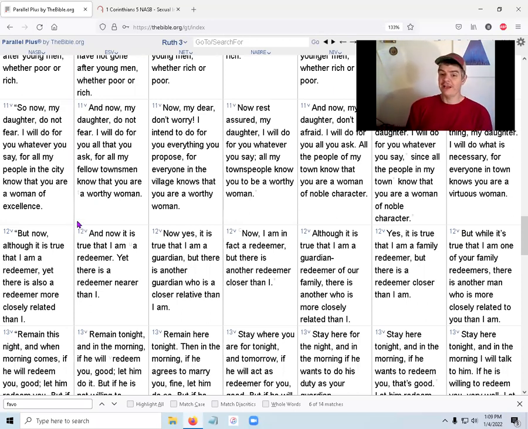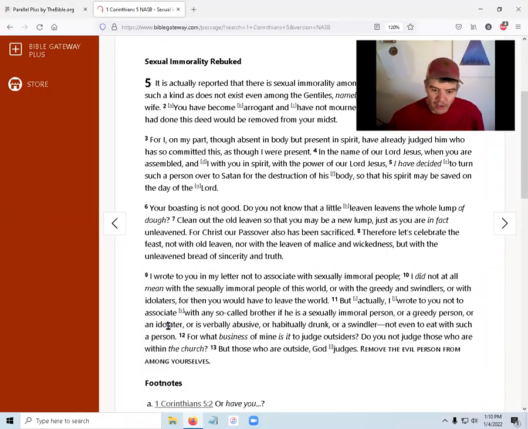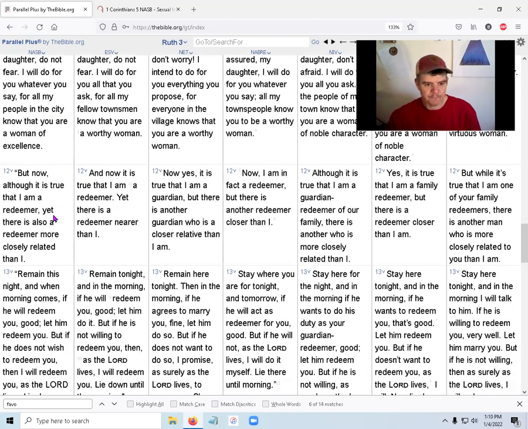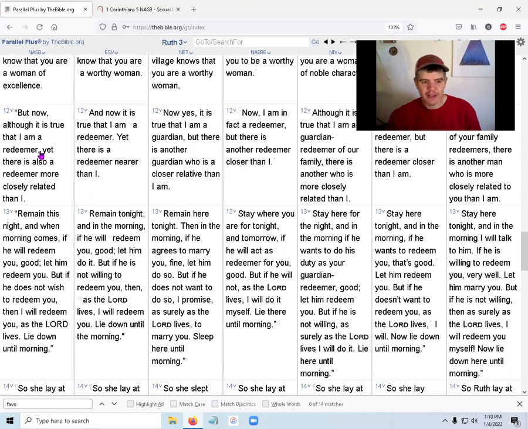So maybe Boaz is saying, hey, not only are you an Israelite, you've, by forsaking the God of the Moabites and living with your mother-in-law and helping her out, by living under the laws of Israel, become an Israelite for those reasons. You are a woman of excellence. You're an Israelite who isn't an immoral person, greedy person, idolater, verbally abusive, habitually drunk, or swindler. You're an actual Israelite. So, my daughter, do not fear. I will do for you whatever you say. Now, although it is true that I am a redeemer, yet there's also a redeemer more closely related than I. We've talked about that in past episodes.